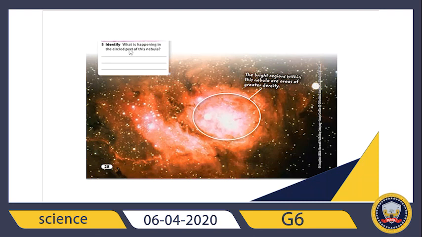So the question here is, what is happening in the circled part of this nebula? Guys, again, what do you think is happening here in the core of this nebula? Yes, exactly, a new star is forming at the core of this nebula. So again, the core of the nebula, which is the denser area, is the place at which stars form.